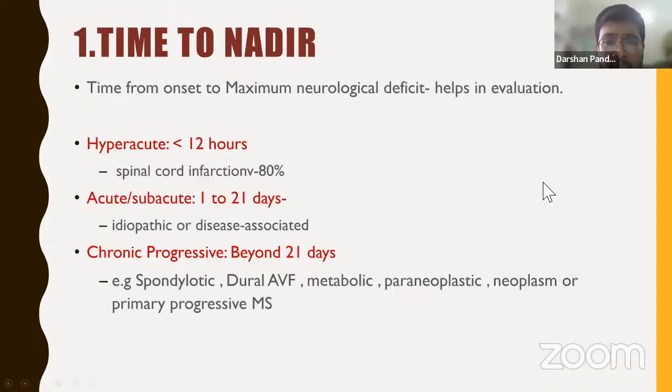Time to nadir, that is the time from onset to maximum neurological deficit, helps in evaluation and differential diagnosis. If it is hyperacute, that is less than 12 hours, then mostly it's a vascular pathology, infarction in 80%. Acute or subacute, that is 1 to 21 days, can be idiopathic or immune mediated. Chronic progressive, beyond 21 days, can be spondylotic, dural AV fistula, metabolic, paraneoplastic, neoplastic, or a primary progressive illness.